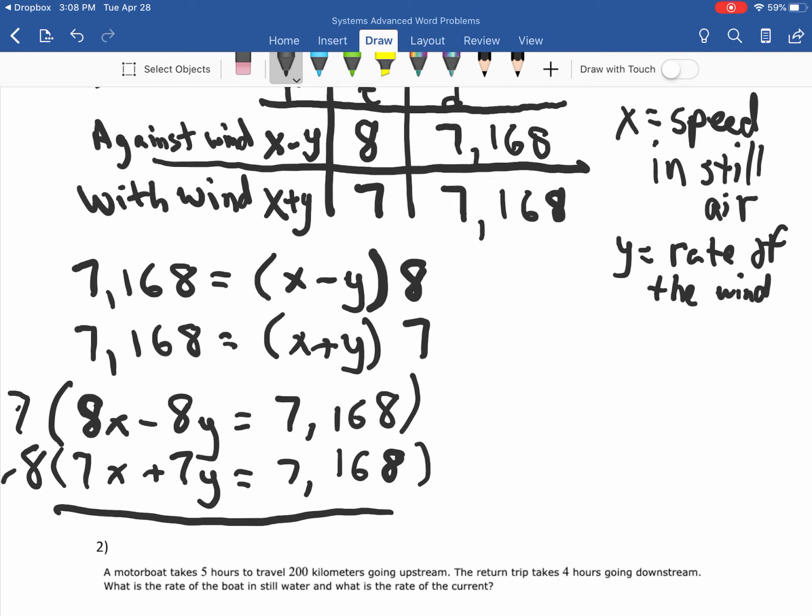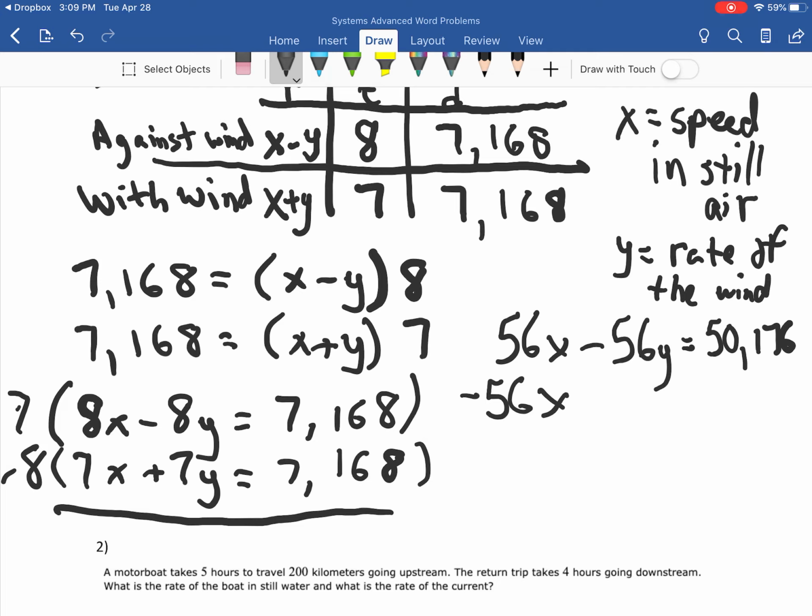All right, so we have, after doing that, 56x minus 56y equals, let's see, calculator, 7 times 7,168 is 50,176. Okay, on the bottom we have negative 56x minus 56y equals negative of that number.